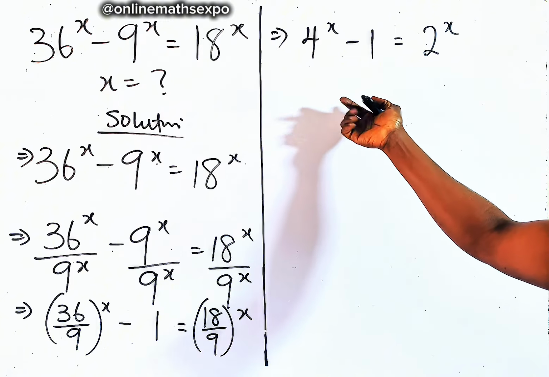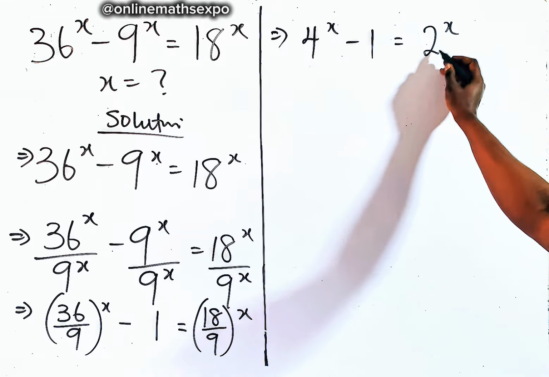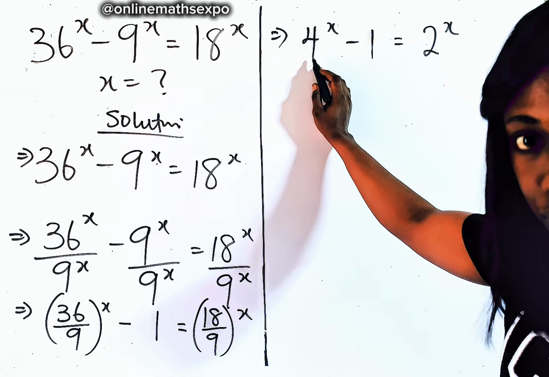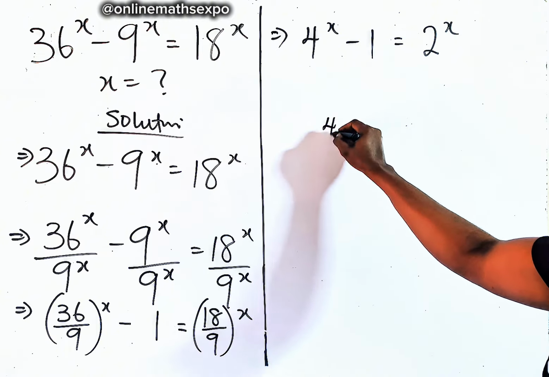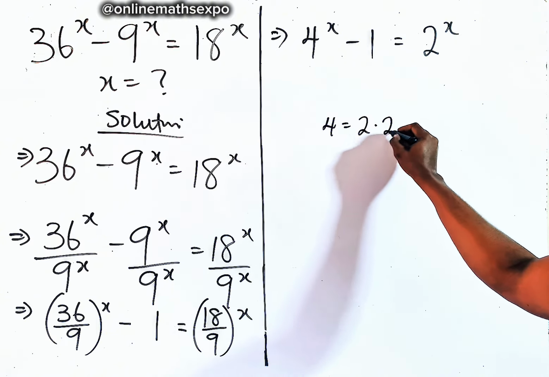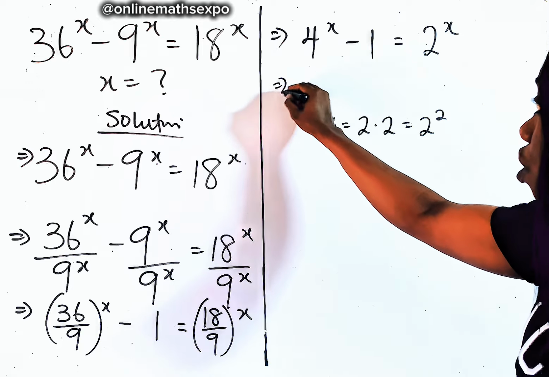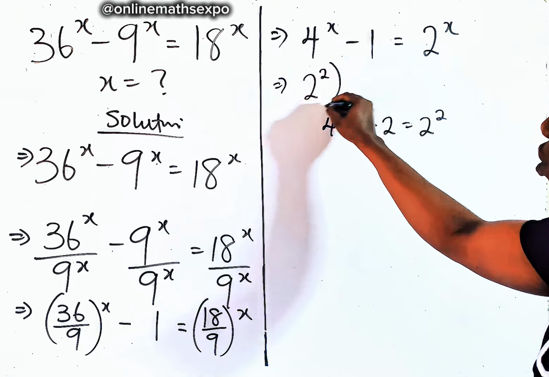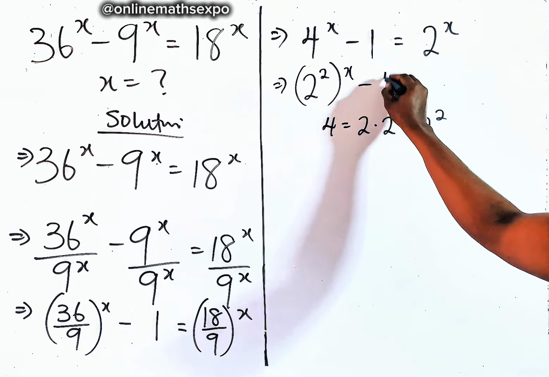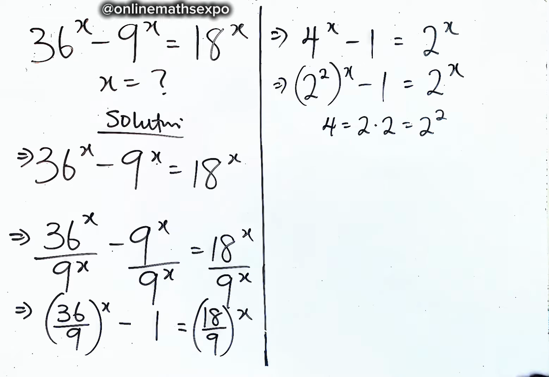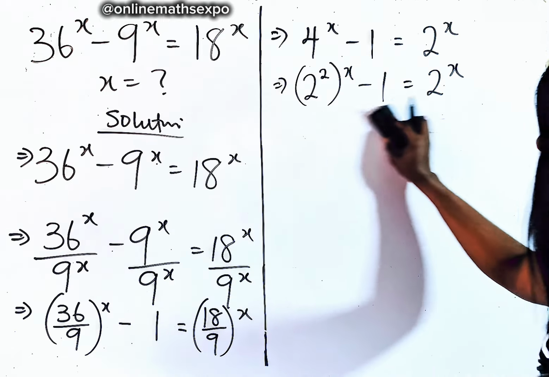And you also observe that these ones that have powers of x can be expressed, this 4 can be expressed as powers of 2. Because we know that 4 is 2 multiplied 2 times to give you 2 squared. So we can rewrite this to give us 2 to the power of 2 raised to the power x minus 1 is equal to 2 to the power of x. What do you do from this point?